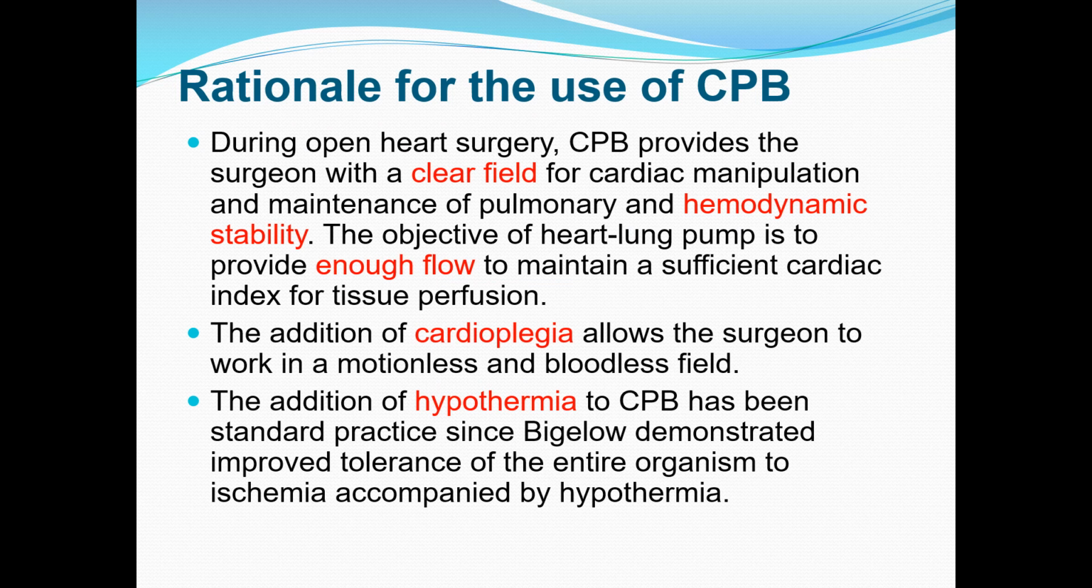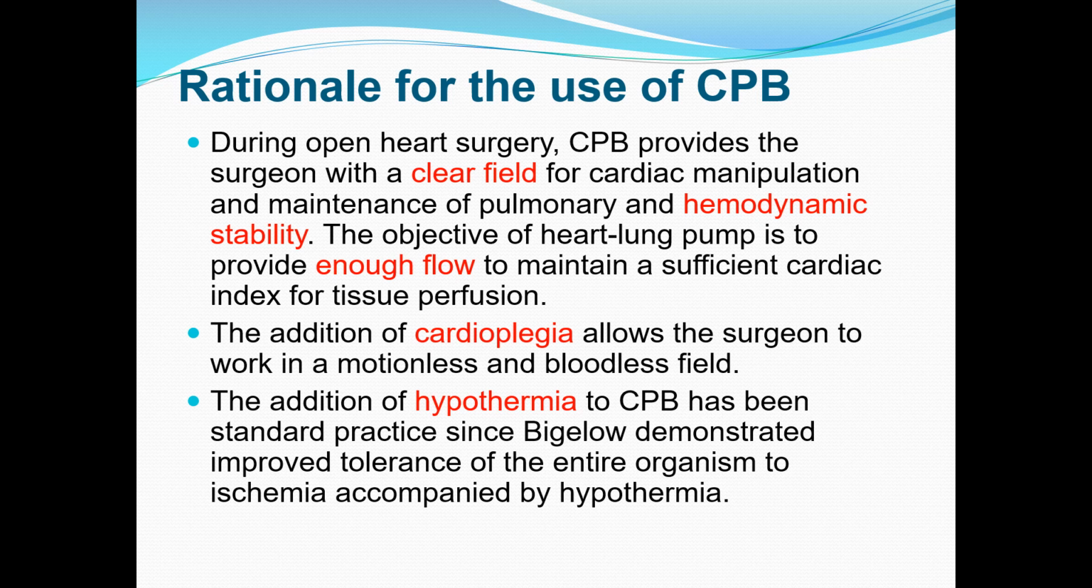The rationales for the use of cardiopulmonary bypass during open heart surgery: cardiopulmonary bypass provides the surgeon with a clear field, as we said, so that we can open the heart, even the chambers of the heart, without jeopardizing the life of the patient. And we keep pulmonary perfusion, that's to maintain oxygenation and hemodynamic stability. We can perfuse other organs of the human body without jeopardizing the blood supply.